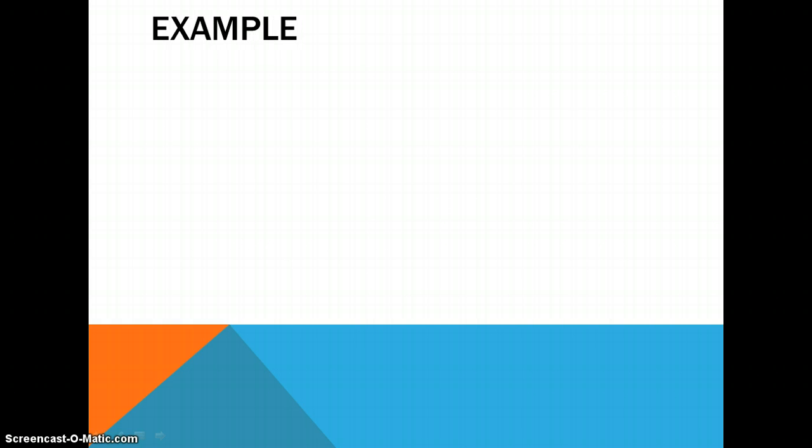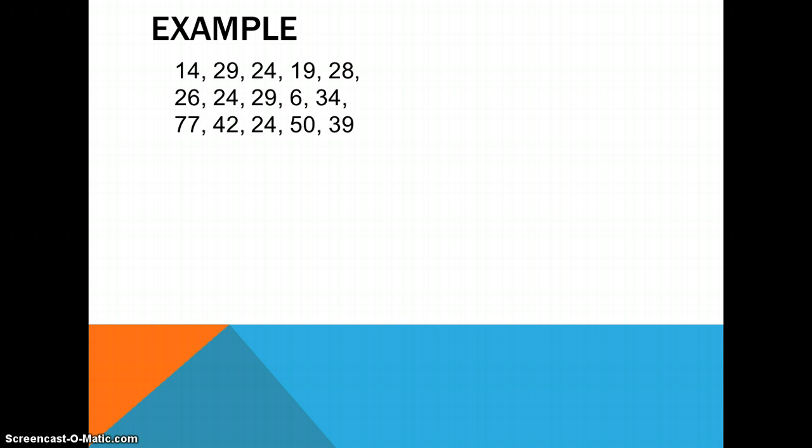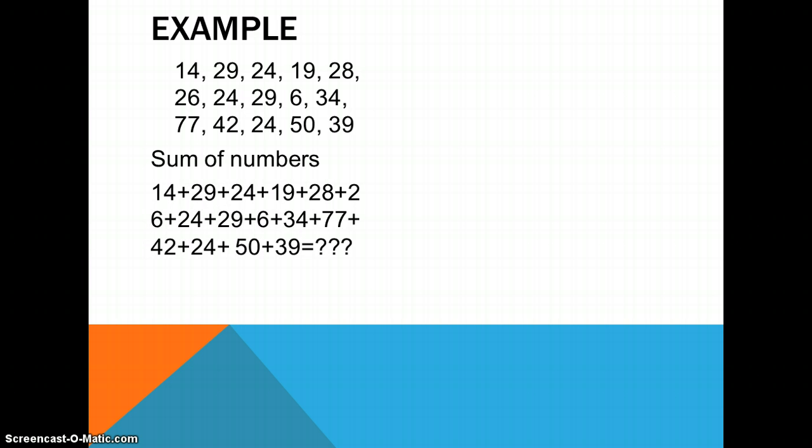So let's start with an example. First, let's assume that this is our list of numbers that is given to us. So let's find the sum of our numbers. So if we add up all of these numbers together and we punch that into our calculator, we would get 465. And you divide that by, what was that again?